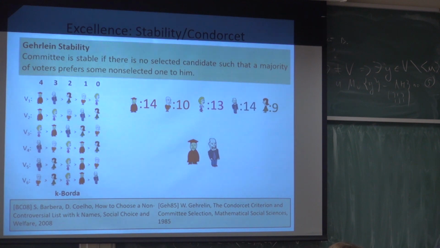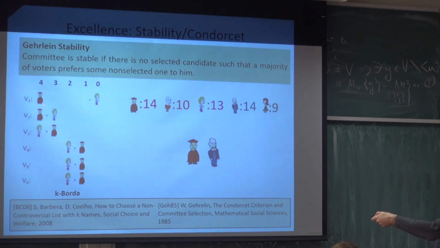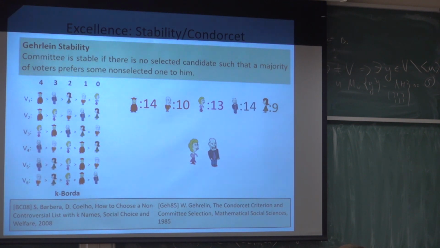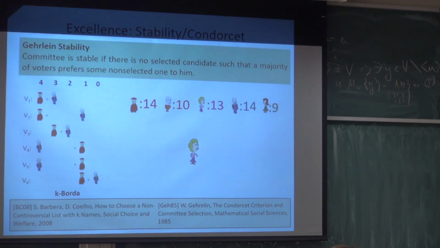However, if we look at the pink lady against the red guy, well, the red guy is first in 2 votes, but she is better in 4. Which means that according to Gerlain stability, she's fully entitled to remove the red guy from the committee and come in his place. But now the red guy is annoyed, and he says, I should be in the committee because I'm better than the blue guy. And indeed, in 4 votes, red is ahead of blue. So blue is removed, and he comes back.